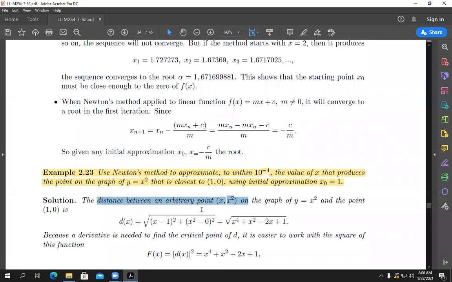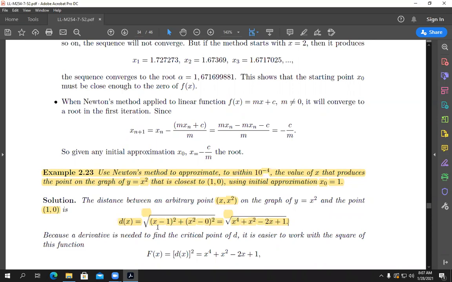Now, what is the basic thing we have to do? We have to find the distance between this point and this point, and it should be as minimum as possible. This point is on the axis line here, because x is equal to 1, y equal to 0. And this is x. We have to find that point on the graph y equals x squared. You know the distance formula. This is the distance formula.